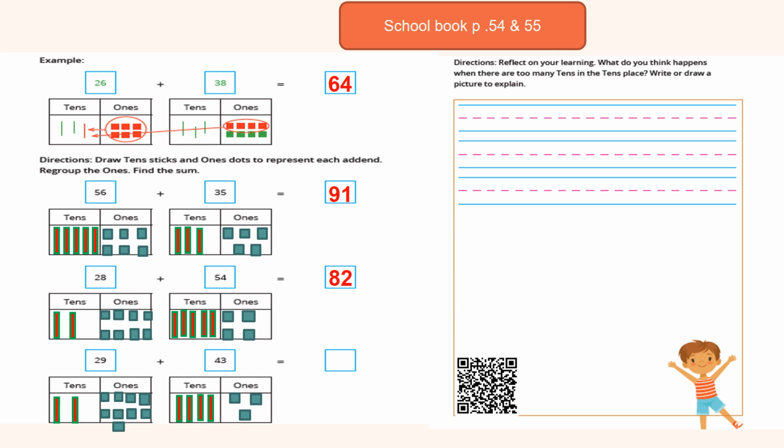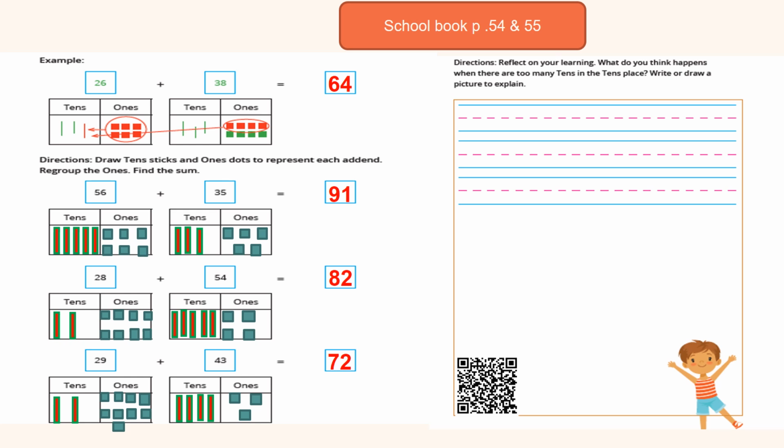9 plus 3. After 9, 10, 11, 12. So we will write 2 and carry up 1 in tens. 1 plus 2 equals 3. 3 plus 4 equals 7. 72.